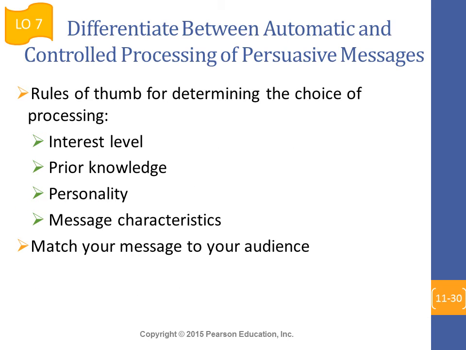Now, there are a few rules of thumb to determine what type of processing is needed by an audience and what type of processing they will be involved in when certain types of communications are thrown at them. One of the best predictors of whether people will use an automatic or a controlled process for reacting to a persuasive message is their level of interest in it. When people are very much interested in the outcome of a decision, they're more likely to process information carefully, as we have seen in our previous slide.